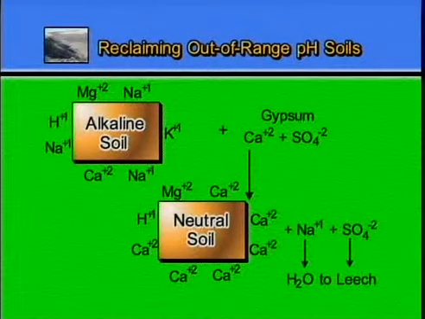What we're going to be discussing next is what happens if we're on the other end of the spectrum. What happens if we have a soil which has too low of a pH or is too acidic? What material or materials can be utilized to reclaim that soil, and what process is involved in the reclamation of these acidic soils.